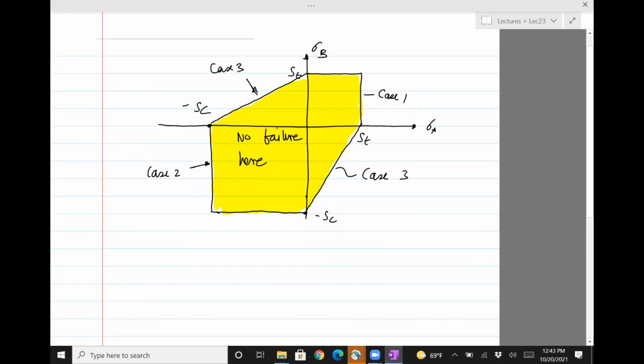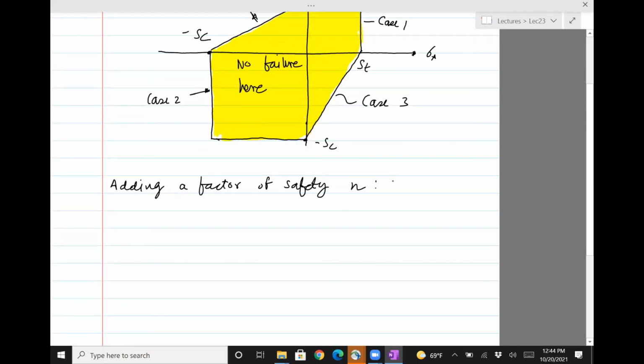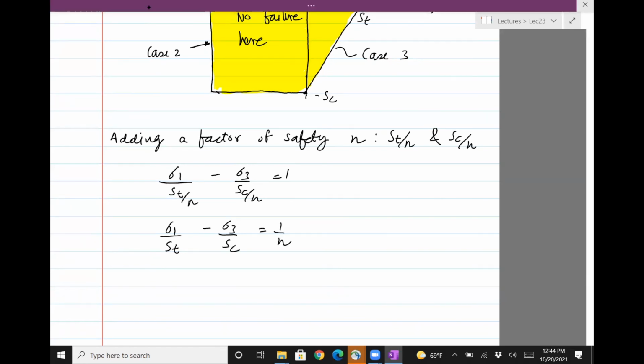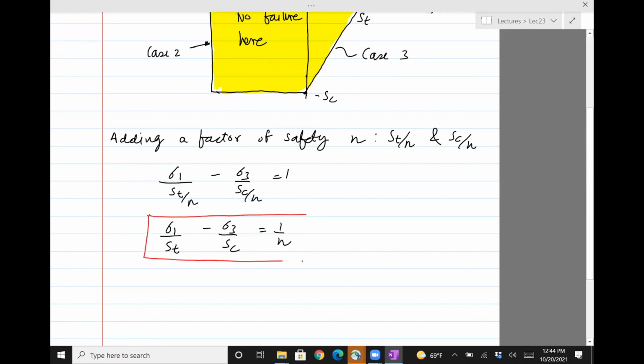So now this theory can be slightly modified to include the factor of safety. All you need to do to include the factor of safety is divide the strengths by the factor of safety. So adding a factor of safety n, what we need to do in this case is sub in ST by ST divided by n and SC by SC divided by n. And so when you do that, you have sigma 1 divided by ST divided by n minus sigma 3 divided by SC divided by n equals 1. And so the equation would look like this: sigma 1 divided by ST minus sigma 3 divided by SC equals 1 divided by n. If you want, you can actually have a different factor of safety for compression from that of tension, and that will do too.